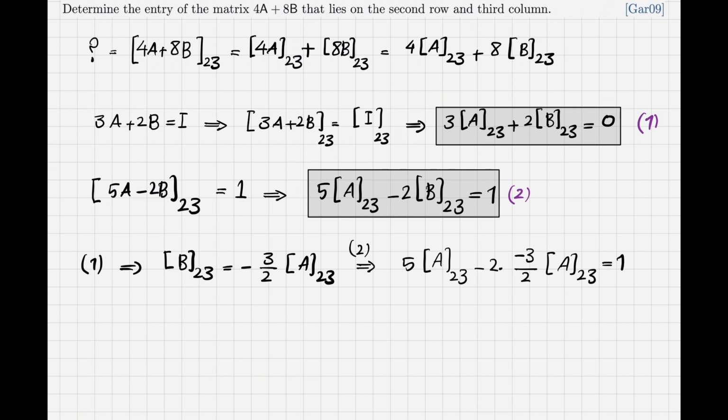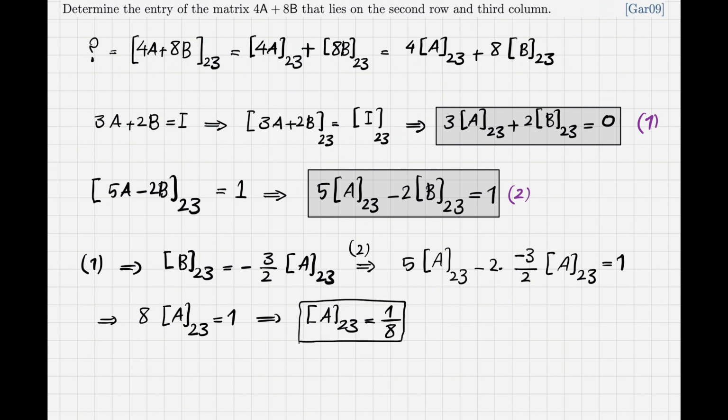But then I can simplify. This 2 and this 2 are gone, so minus minus becomes plus 3. 3 plus 5 is 8. So this becomes 8 times this entry is equal to 1, and finally I get my entry to be equal to 1 over 8. So this is the entry that I was looking for, one of the entries.